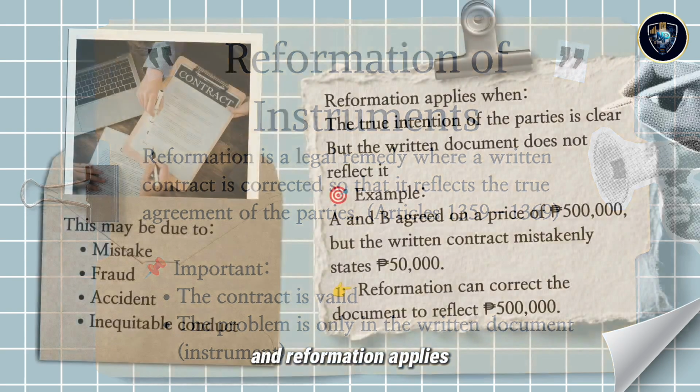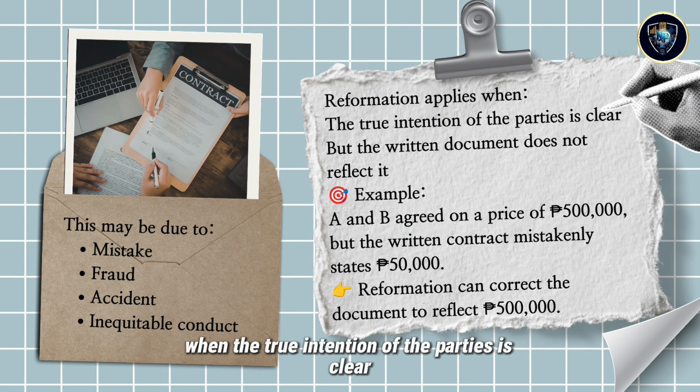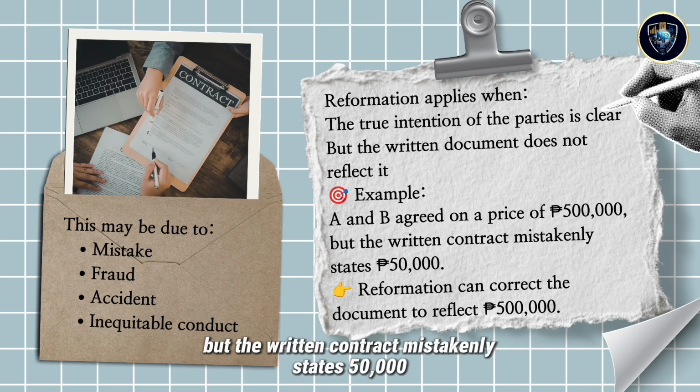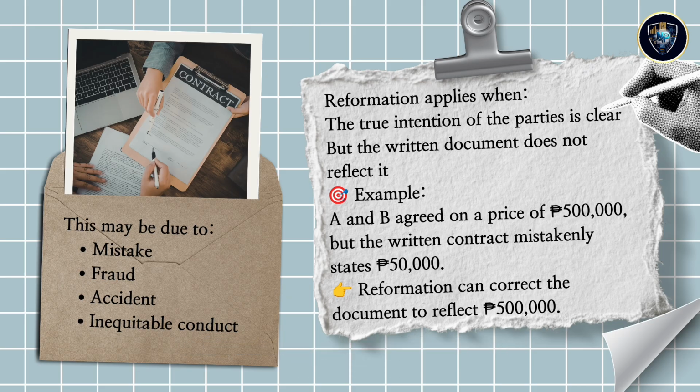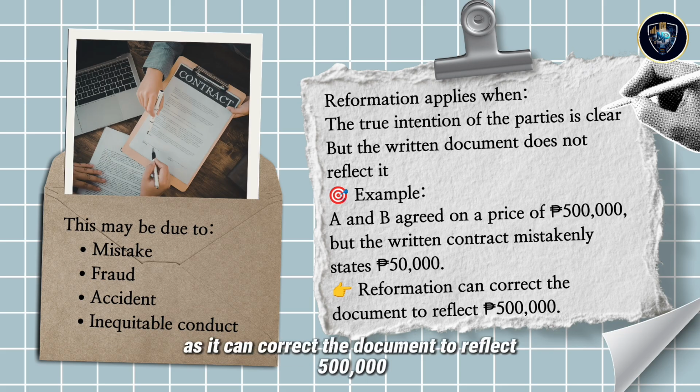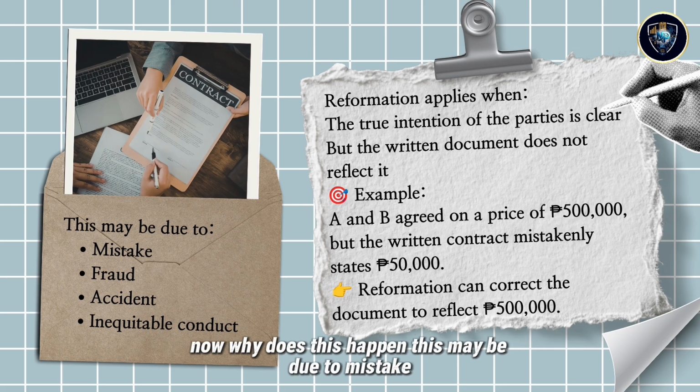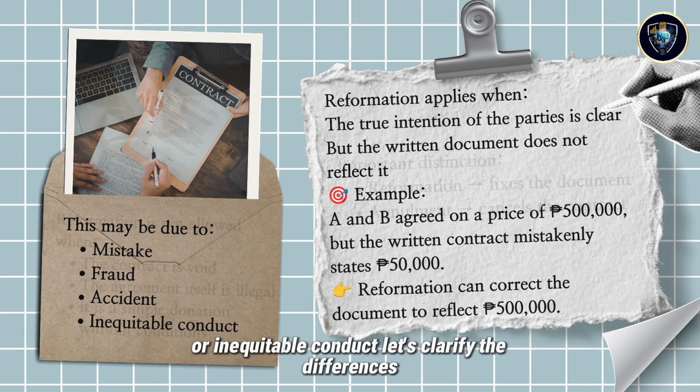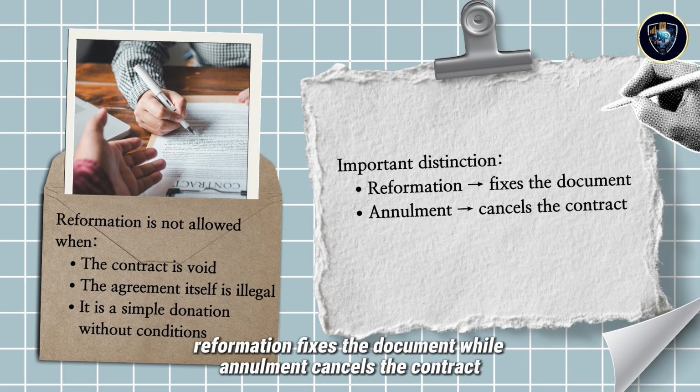Reformation applies when the true intention of the parties is clear, but the written document does not reflect it. So let's say A and B agreed on a price of $500,000, but the written contract mistakenly states $50,000. The remedy here is reformation, as it can correct the document to reflect $500,000. Now, why does this happen? This may be due to mistake, fraud, accident, or inequitable conduct. Let's clarify the differences. Reformation fixes the document, while annulment cancels the contract.